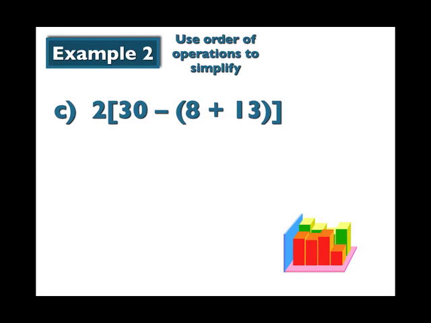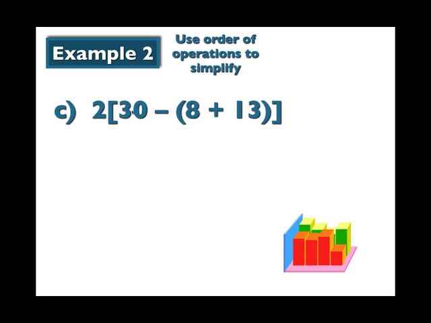Okay, now we introduce brackets. Brackets are like parentheses made with line segments, so they're not curved. But basically what we have are parentheses inside brackets. So this basically says 2 times what's inside the brackets: 30 minus what's in parentheses, 8 plus 13. We close the parentheses, we close the brackets.